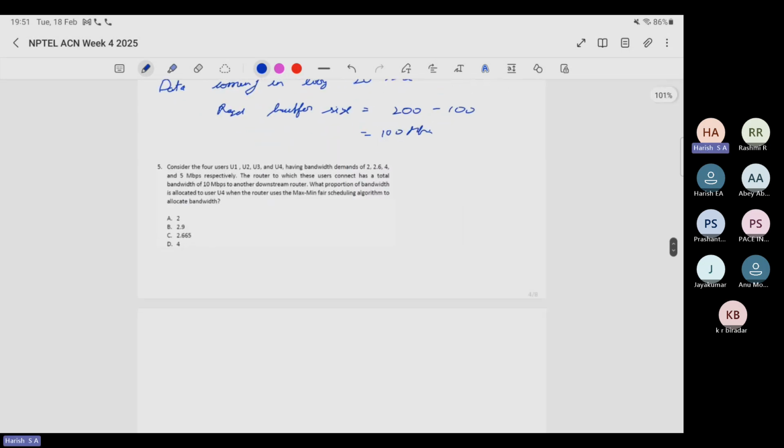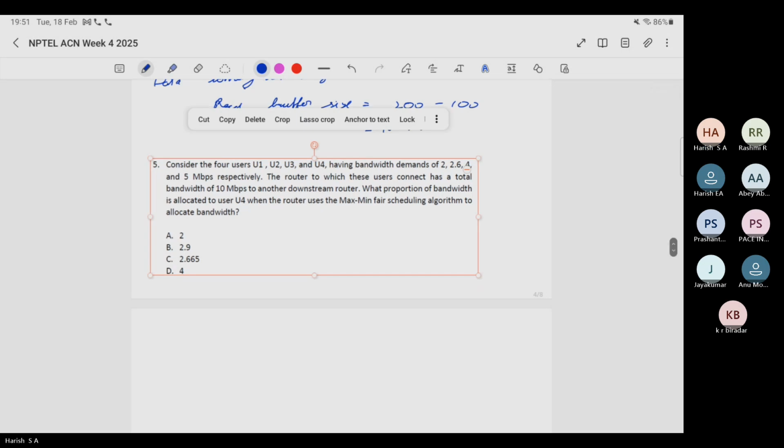Okay, so the next question is about the max-min scheduling algorithm. This is pretty simple. There are 4 users having bandwidth demands of 2, 2.6, 4, and 5. The total bandwidth available is 10 Mbps. How much bandwidth is allocated to U4, user 4, when the router uses max-min as the scheduling algorithm?